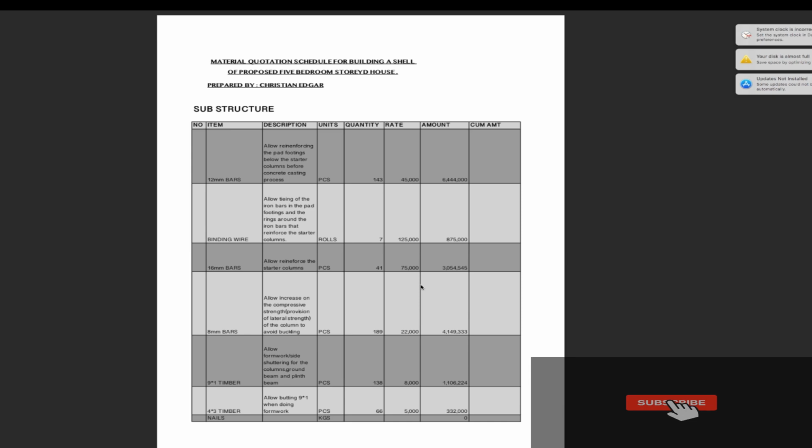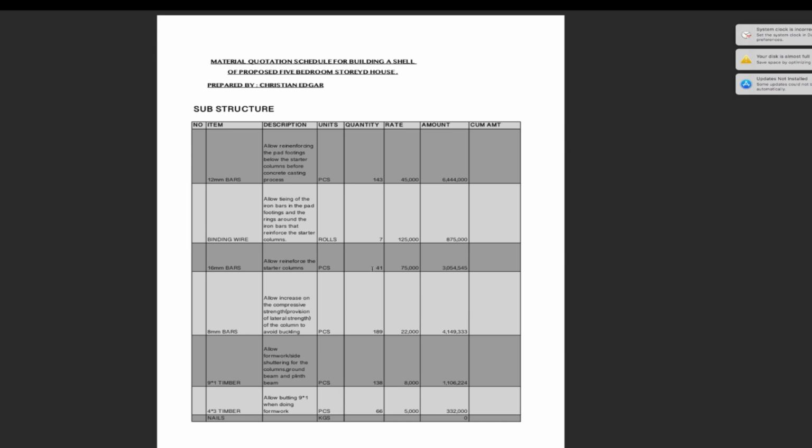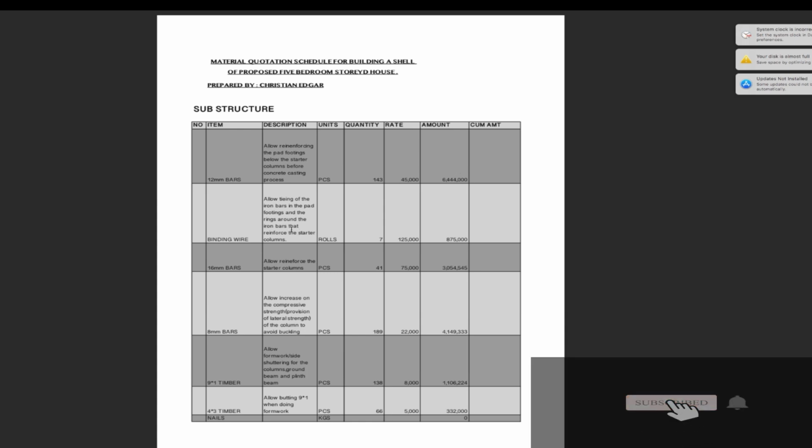Under the substructure, which includes the foundation pad footings, the starter columns, the plinth wall construction, ground and plinth beam, and the ground floor slab, we bought 12mm bars, and these bars were for reinforcing the pad footings that are below the starter columns before we cast them. So we bought 143 pieces, and each piece costs 45,000 shillings, and that cost us 6,444,000 shillings.